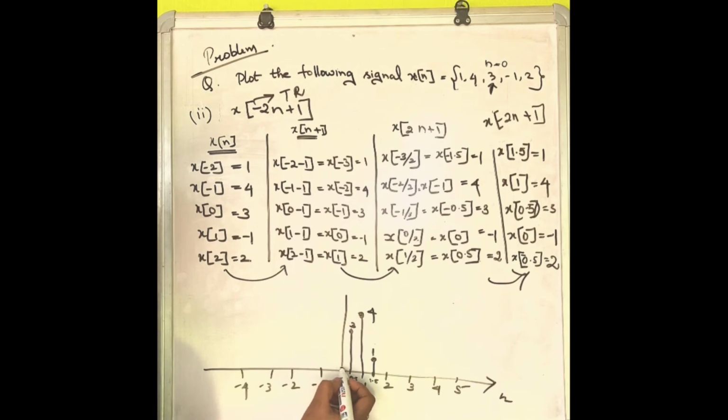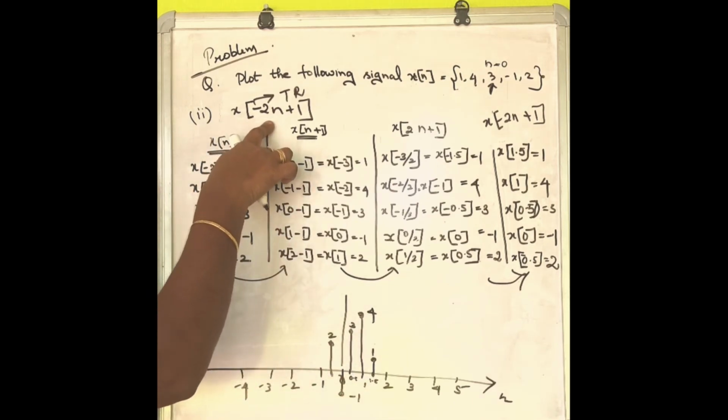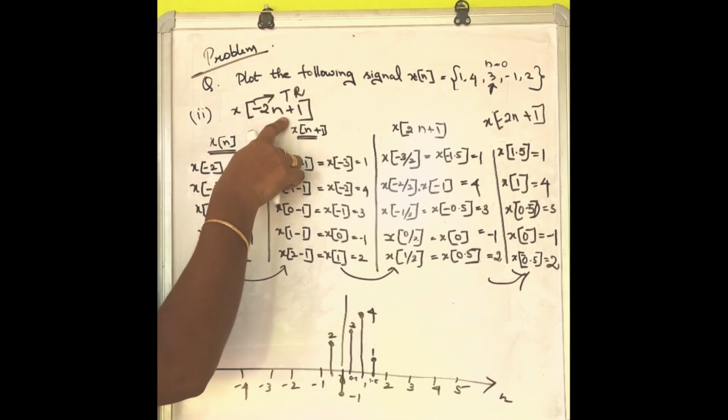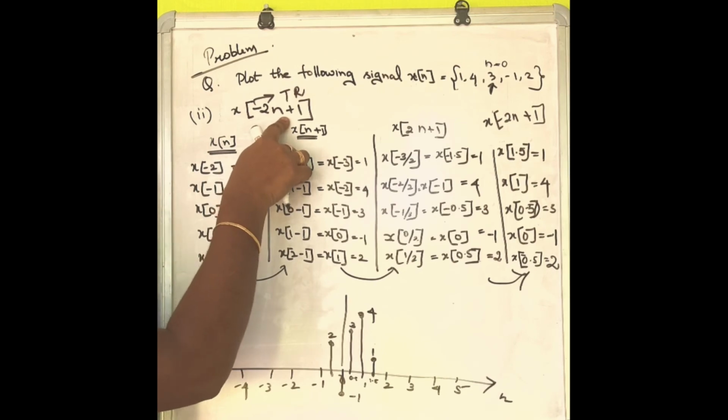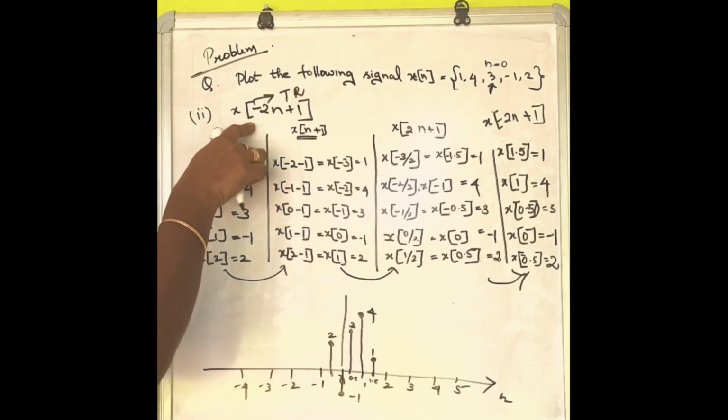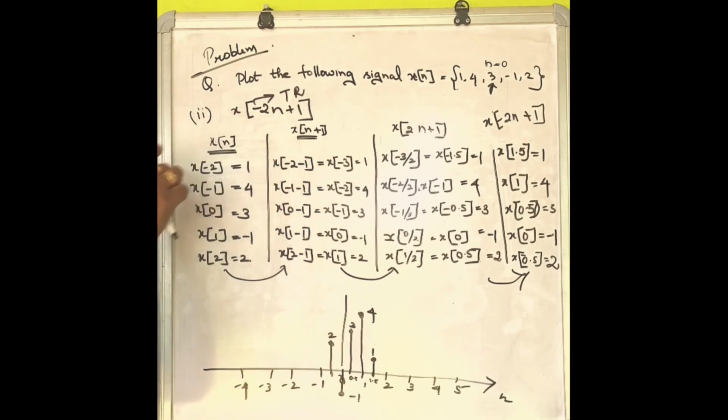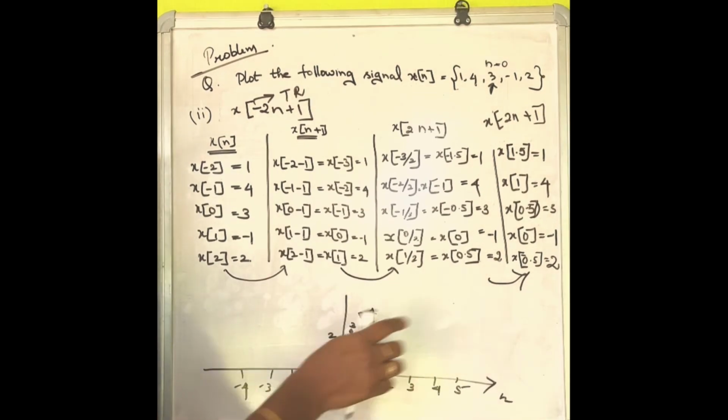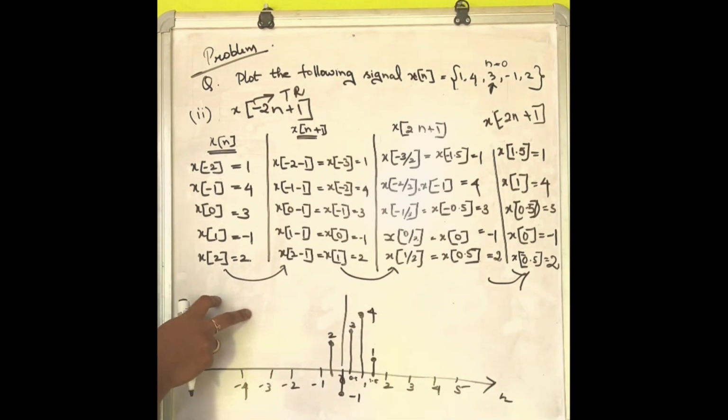At 0, it is minus 1. At minus 0.5, it is 2, plus 2. Okay, so now here you get a compressed image that has been shifted in advance. Also a time reversal has taken place. Okay, so when you solve a problem, for each step you can draw a different graphical representation.